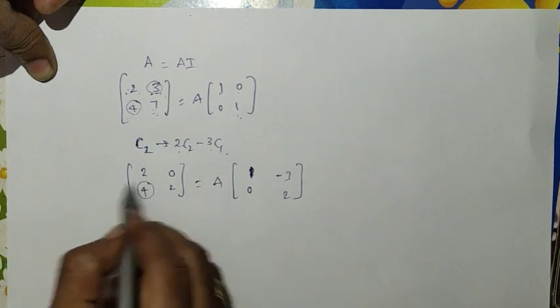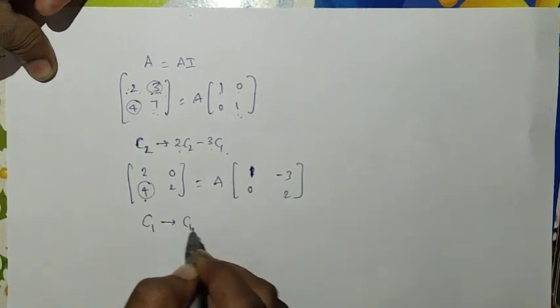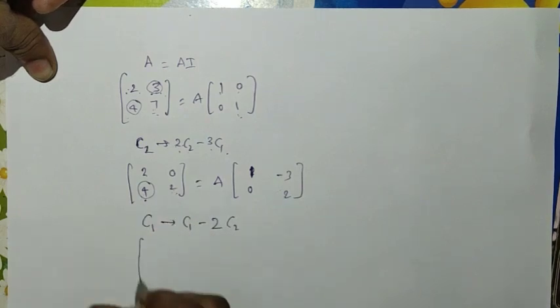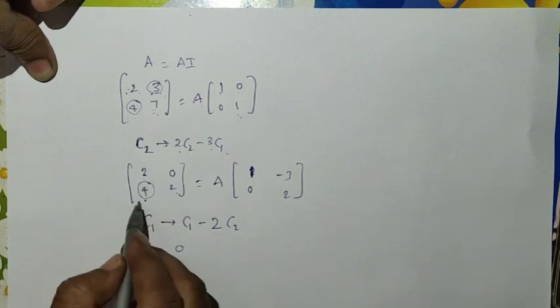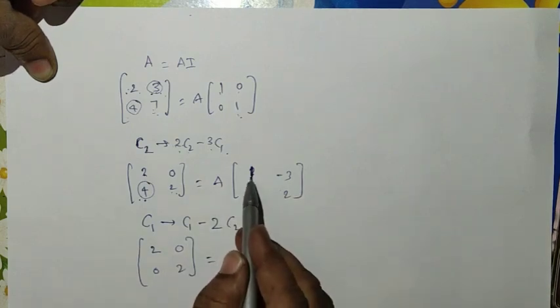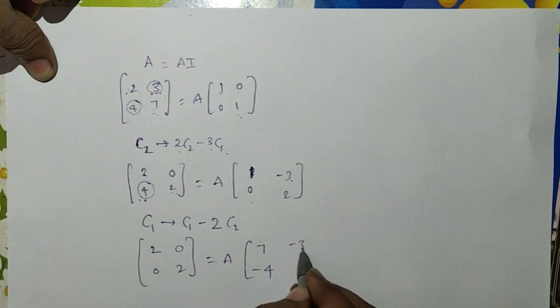Next, this one I want to make 0. To make this 0, column 1 is equal to column 1 minus 2 column 2, because 2 2s are 4, 4 minus 4, 0. So it is column 1: 2 minus 0, 0, 4 minus 4, 0, 2 is equal to A into, I get 1 plus 6, 7, 0 minus 4, minus 4, then we get minus 3, 2.